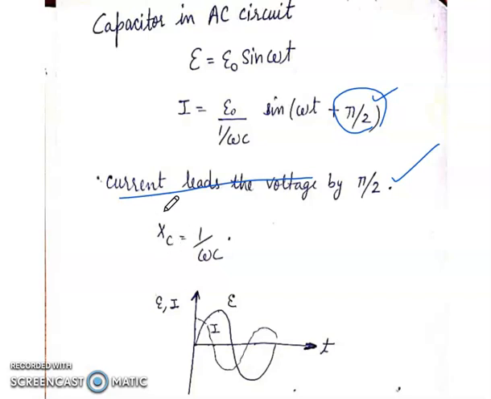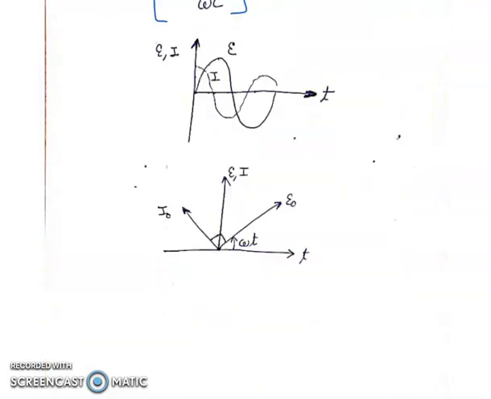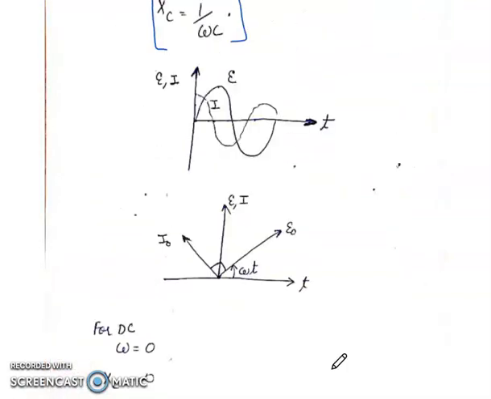XC or capacitive reactance is given by 1 by omega C. In phasor diagram, if this is E naught, then current is ahead of EMF by 90 degree. For DC, omega is 0, so capacitive reactance will become infinite. No current will flow. That's why we say that capacitor always blocks DC.